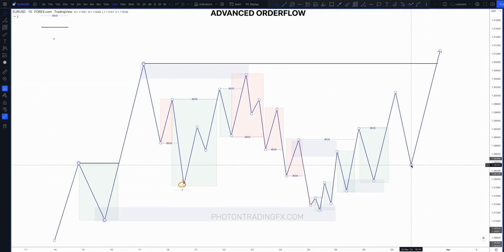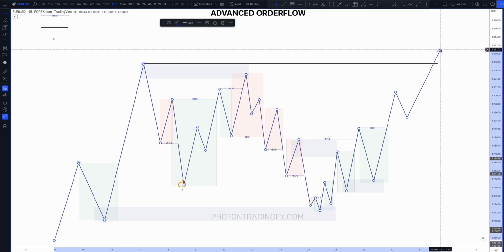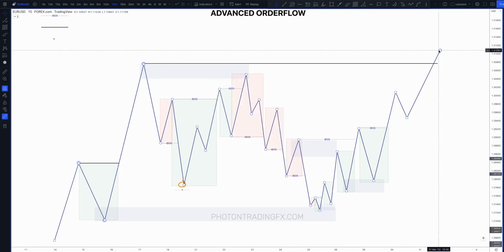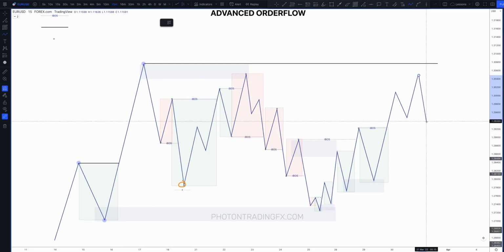One scenario I'll leave you with is, let's say we get a movement like this, and then it fails to take out the swing high, and then we get a bearish IBOS like this. Let me just draw this out and think about this.